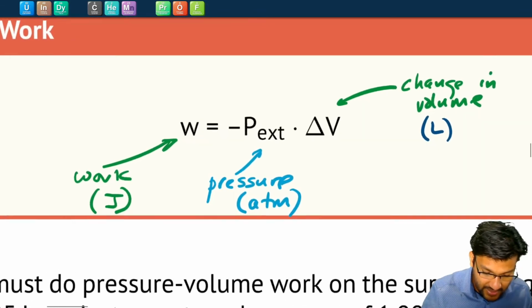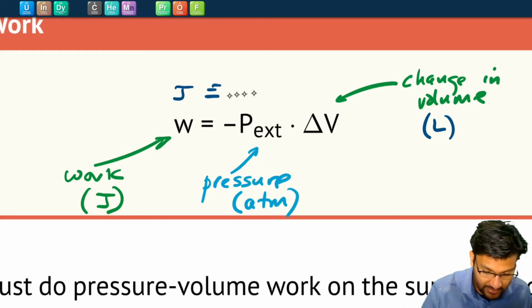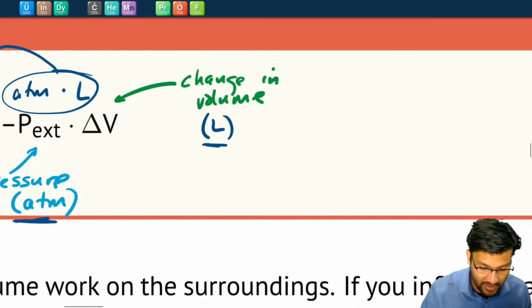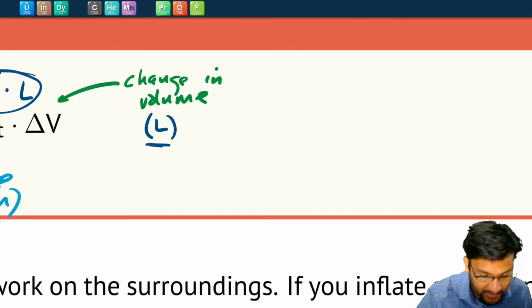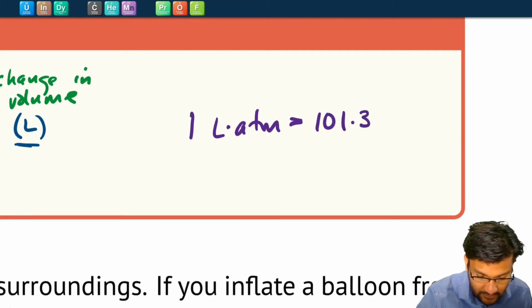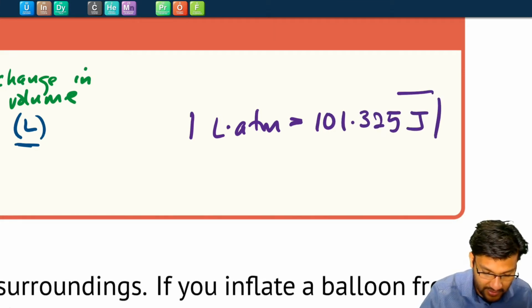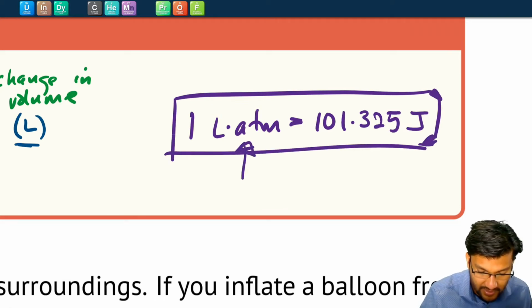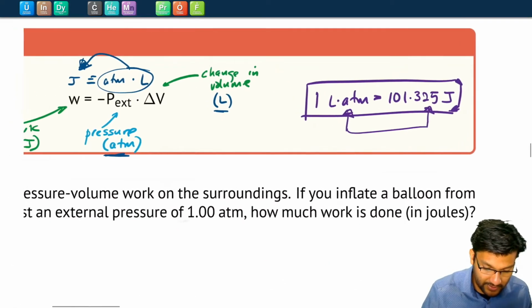So what that means is that we have joules here, and then we have atmospheres times liters. So we need a way to convert atmospheres times liters to joules whenever we use this sort of equation. And the equality that we're going to use for that is that 1 liter times atmosphere is equal to 101.325 joules. This is the conversion that we're going to use whenever we need to convert between liters and atmospheres to joules. Those units are the same, and that's how we convert between them.